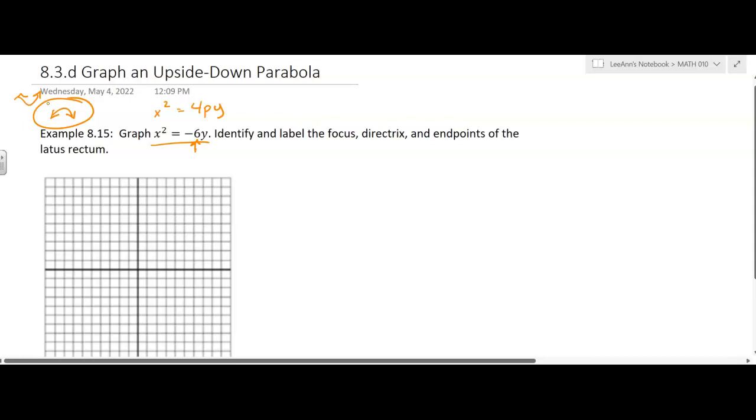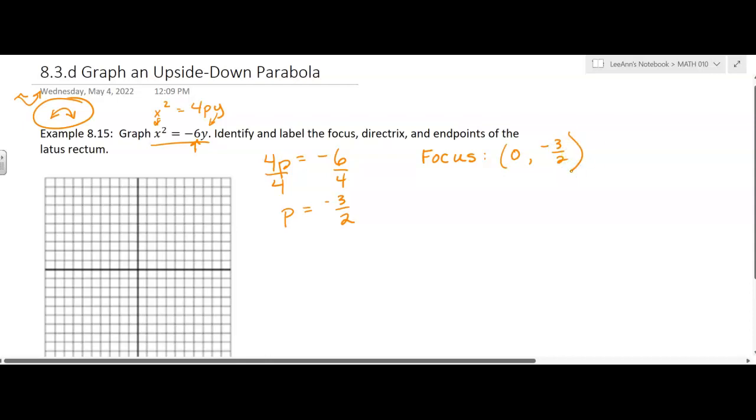All right. So again, we're matching things. We've got the x squared, we've got the y. So it means 4p has to equal negative 6. Okay, divide both sides by 4, and you get p equals negative 3 over 2. That means the focus is going to be at 0, negative 3 over 2.